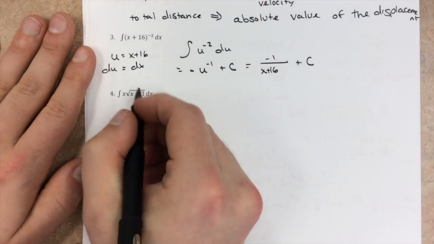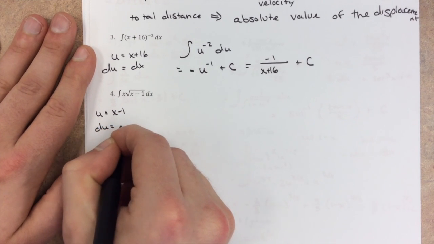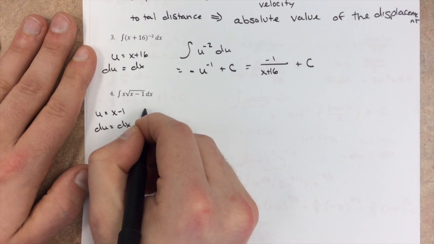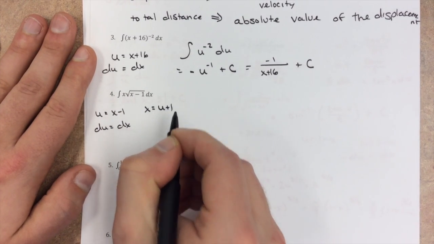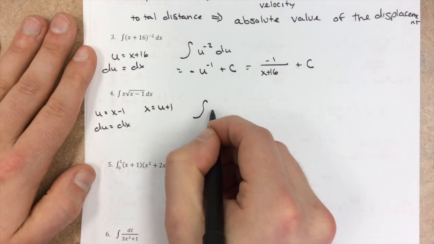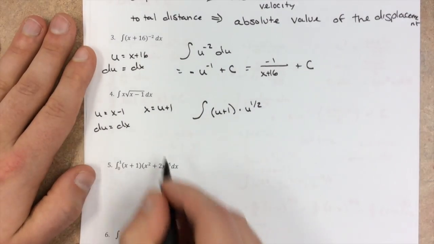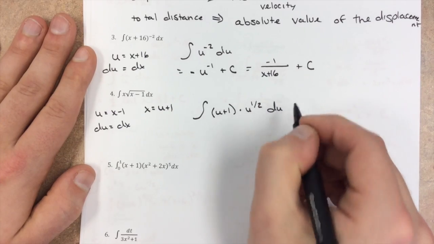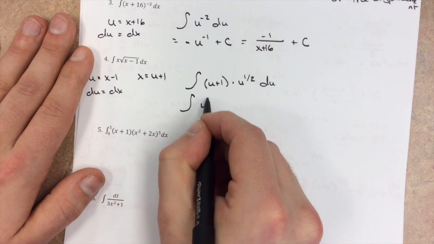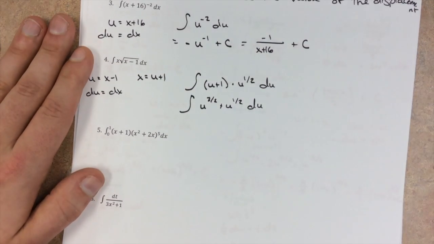Next one. We can make u equal x minus 1. So that means du would be dx. Now, I'm not replacing that x, I need something else to replace it, so I'm going to say x equals u plus 1. So now I have everything I need. That's the integral of u plus 1 times u to the 1/2, because that's the square root of u, du. I have to multiply this out a little bit, so that's the integral of u to the 3/2 plus u to the 1/2 du.